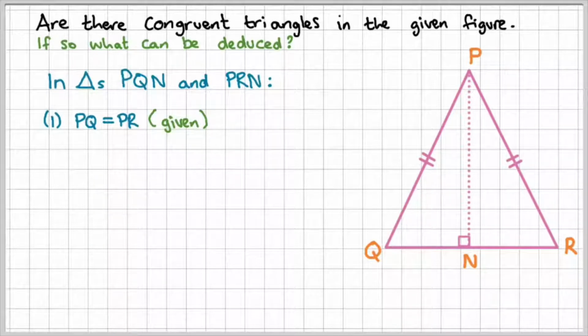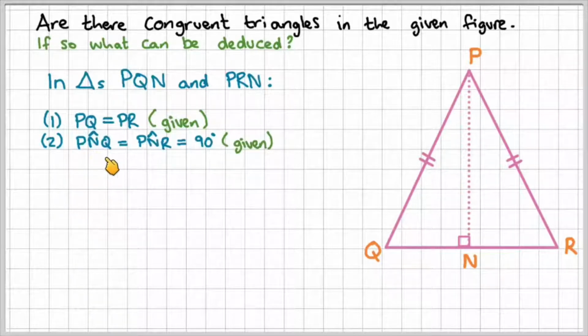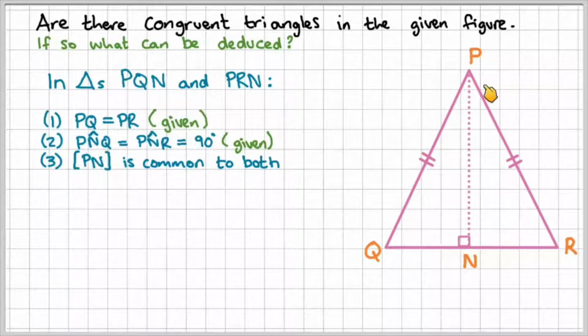That's given information. Secondly, the angle PNQ is equal to PNR and is 90 degrees. Again, that information is given to us. So PNQ is 90 degrees, and then PNR is also 90 degrees. The third point is that the length PN, this dotted line here, is common for both triangles. So PN is common for both PQN and PNR.